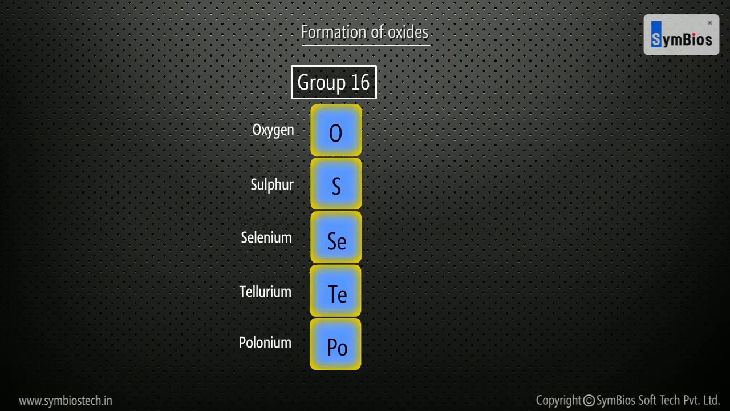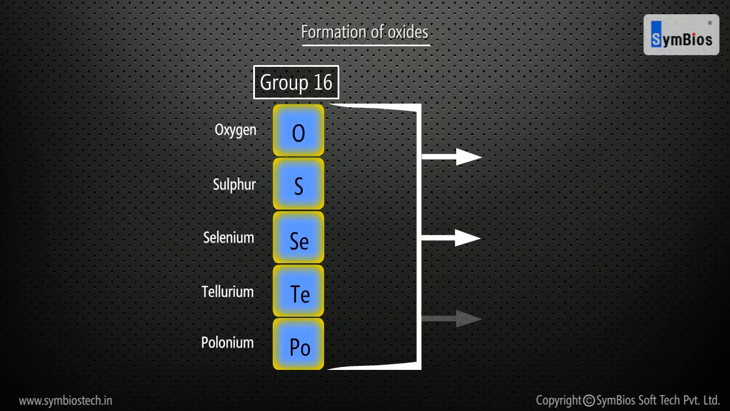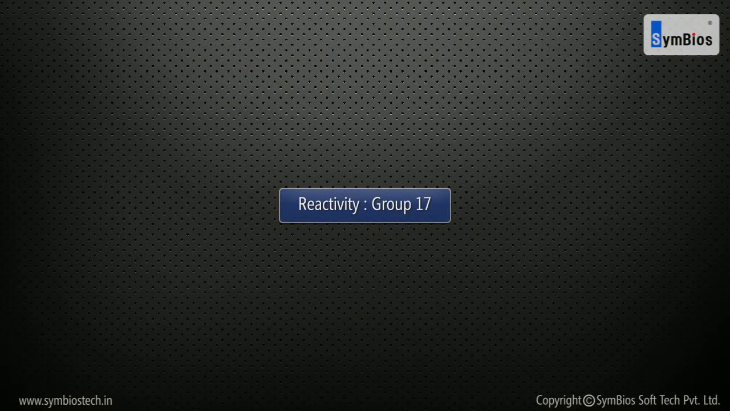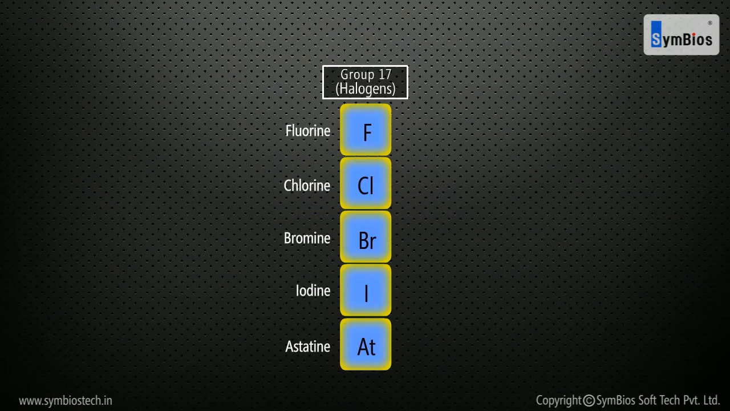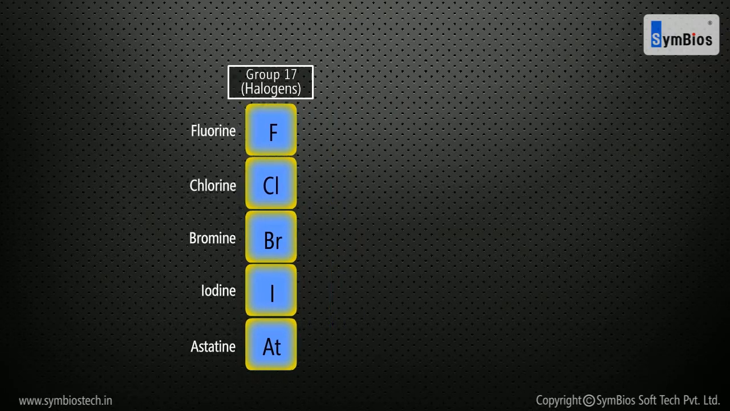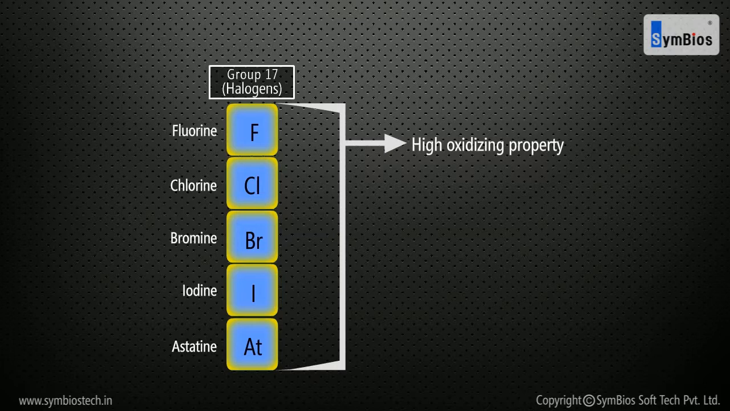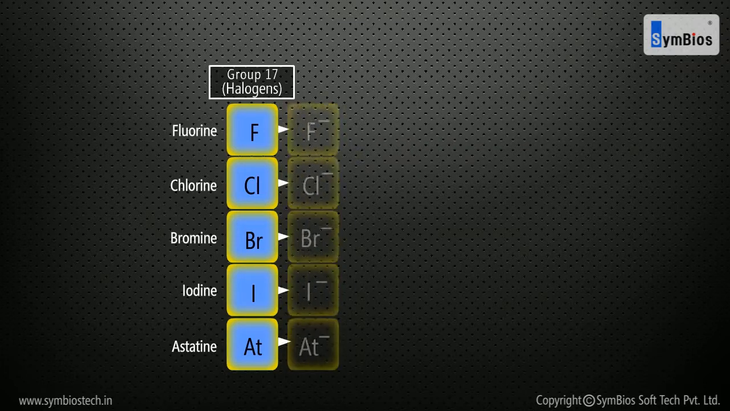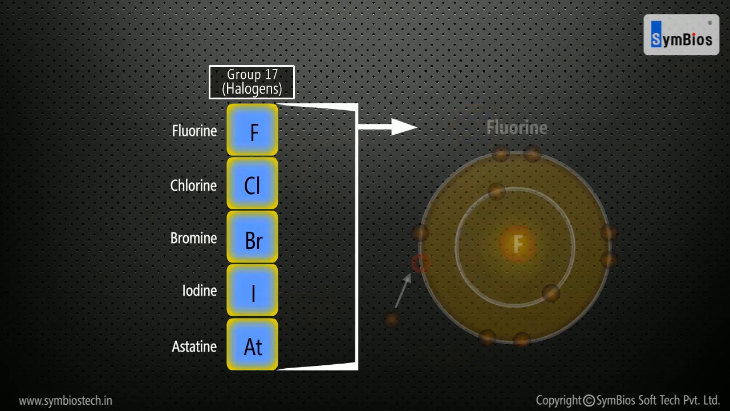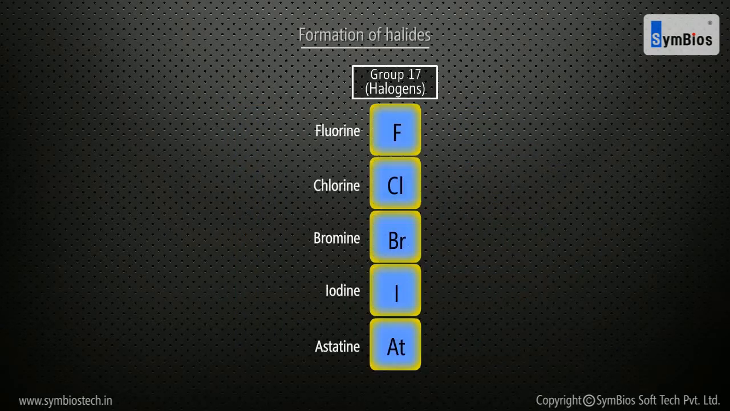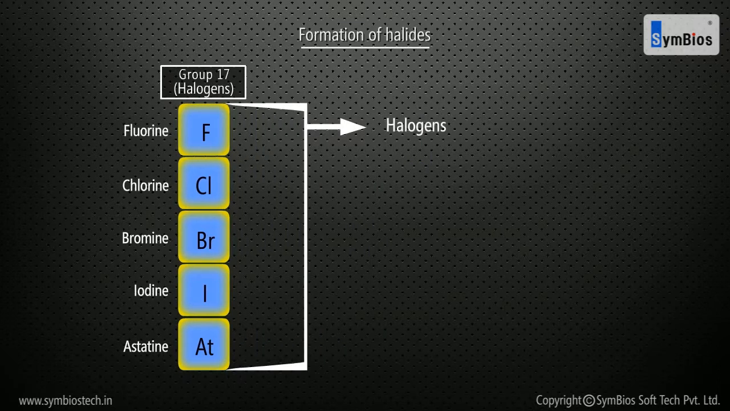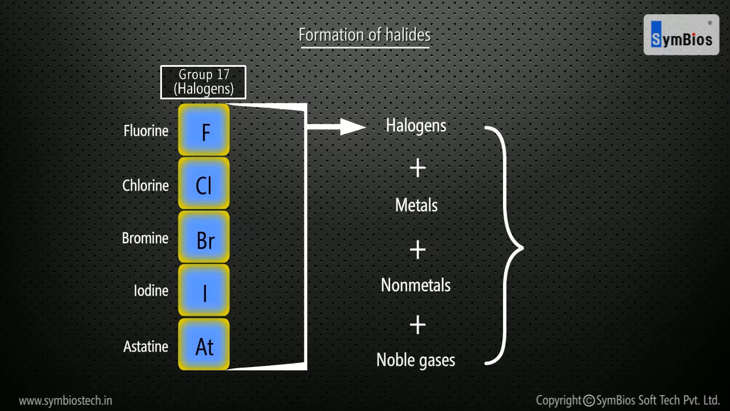Formation of oxides. They form mainly three types of oxides: monooxide, dioxide, and trioxide. Reactivity of Group 17. Also known as halogens, elements from this group have high oxidizing property. They are highly electronegative and are able to accept electrons. Formation of halides. Halogens combine with metals, non-metals, and even noble gases to form halides.